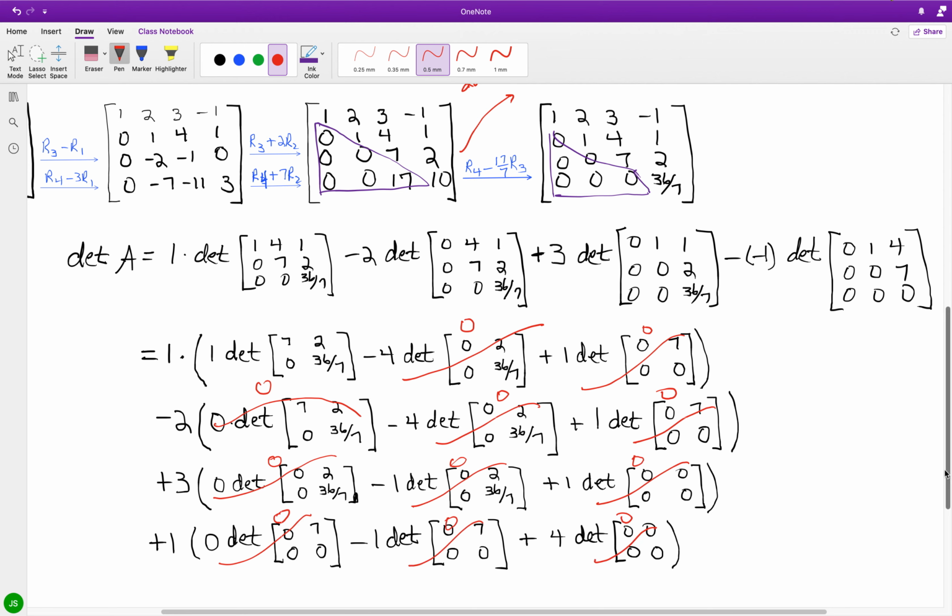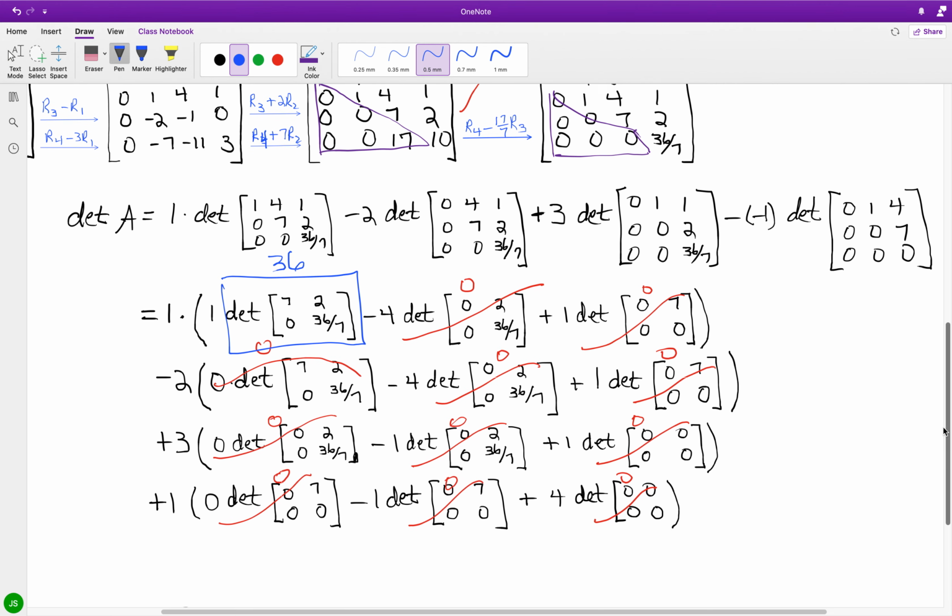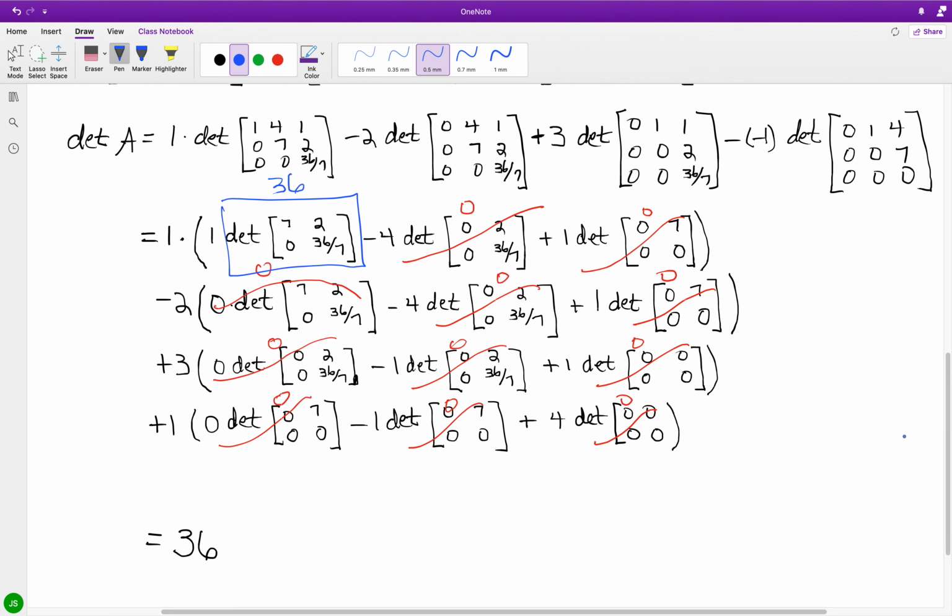And the only thing that is left standing is what we have with the first determinant. So you have 7 times 36 sevenths, so this will go to 36. And we have 1 times 36. And so for the ultimate outcome, we're going to have 36.